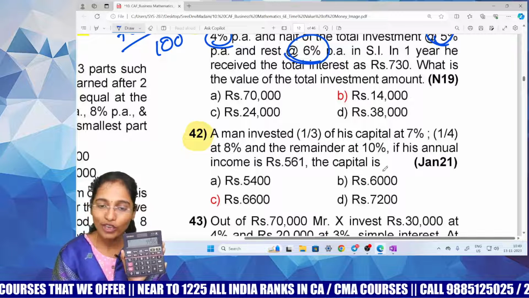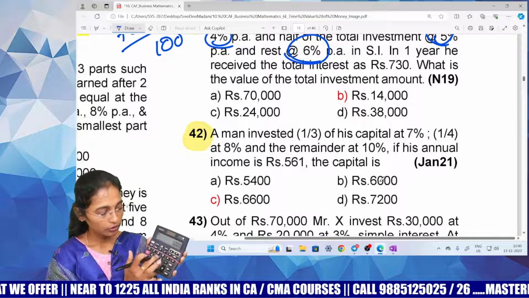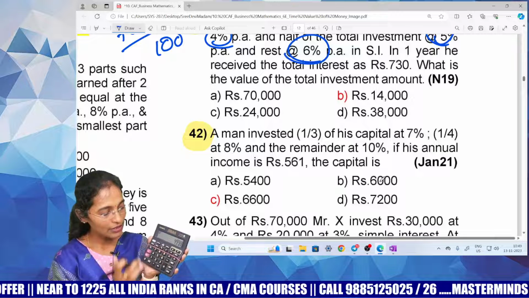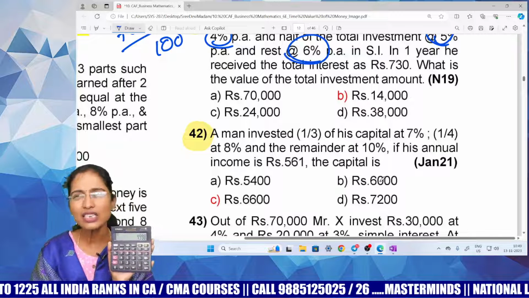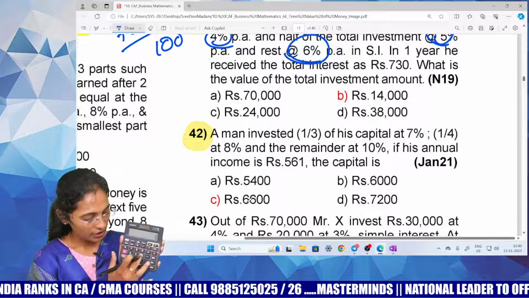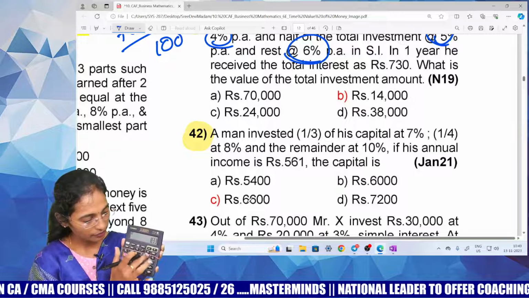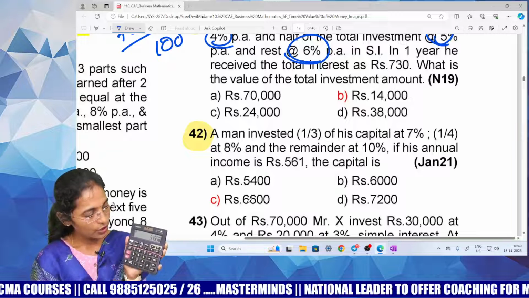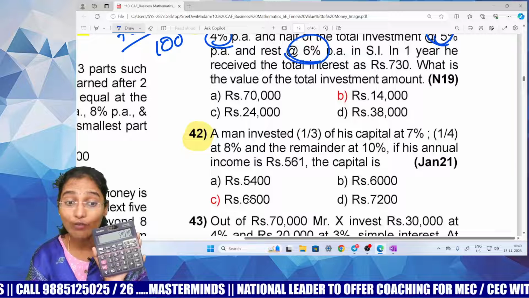So let me move on to 6,000. 6,000 into 8.33%. I got 499, somewhat near. Now let me verify with 6,600. 6,600 into 8.33 is 549.7, which is 550, somewhat nearer, no?